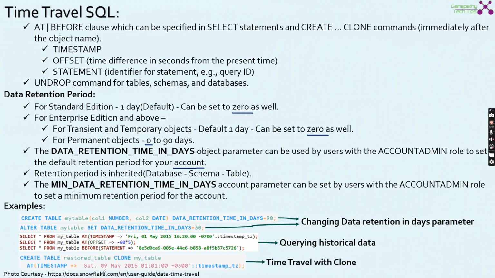Finally, as we saw, it is like the cloning option. So create table restore table clone my table at timestamp of a specific period. What it will do is, at this specific timestamp, it will take the table and create a clone of the table in the name of the restored table. So the restored table will contain the data at this specific timestamp. This is a very interesting feature you must be aware of. It is very helpful for you with respect to backup, restore, undropping and other things.